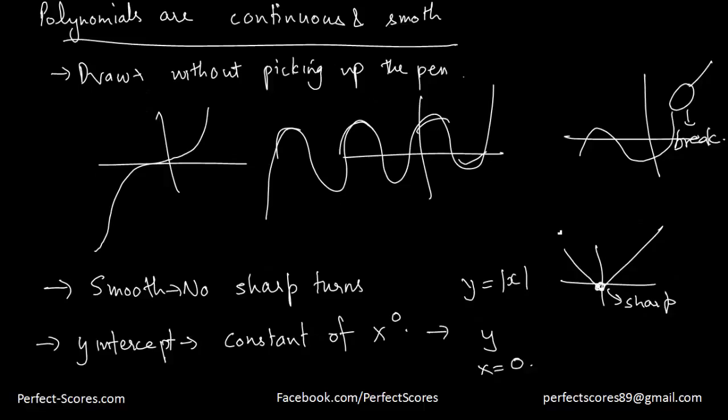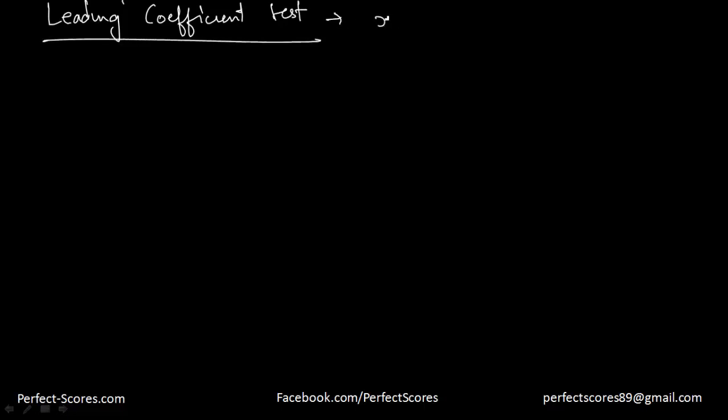So let's move forward. Let's go ahead and talk about the next test for polynomials, which is known as the leading coefficient test. Now, what do you mean by leading coefficient? The leading coefficient is the coefficient of x to the power n. So let's suppose I say y is equal to 2x cubed plus 3x squared plus 4x plus 3, then the leading coefficient is 2, because that is the coefficient of the highest power of x.